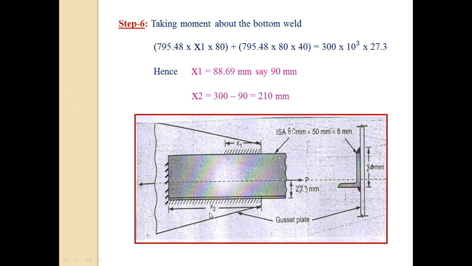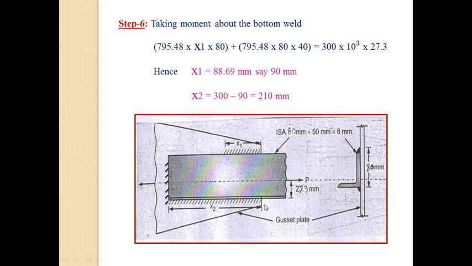We are providing more weld at the bottom. Why? Because this is the outstanding leg of that angle. So we have to provide more weld at the bottom edge. This is x1 and this is x2. And the third edge is the transverse weld we are providing, that is the total height or size of that angle, 80 mm. So now we have to calculate x1 and x2.